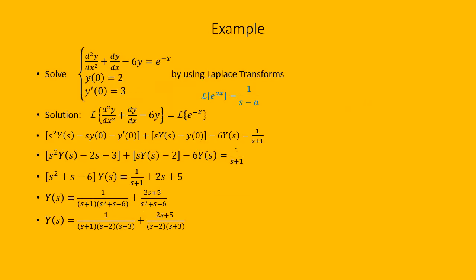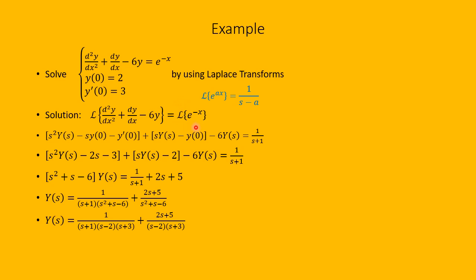As an example of using the Laplace transform to solve an initial value problem, let's consider the following. The second derivative of y with respect to x plus the derivative of y with respect to x minus 6y equals e to the minus x. Initial conditions: y of 0 equals 2, y prime of 0 equals 3. We'll take the Laplace transform of both sides of this equation. The Laplace transform of the left-hand side equals the Laplace transform of the right-hand side.